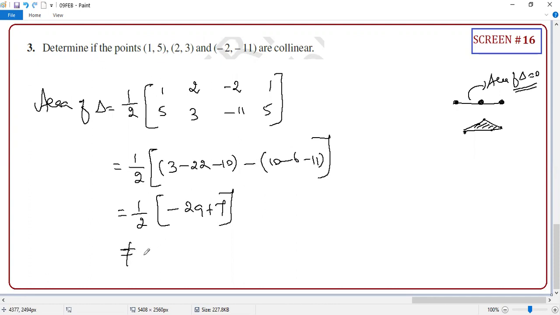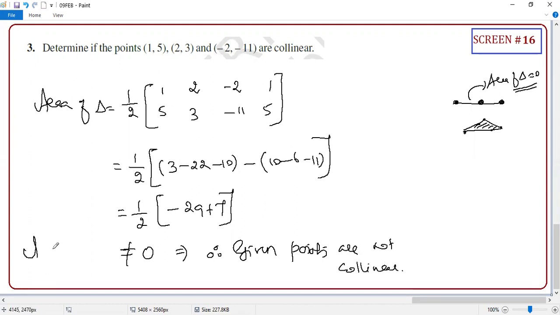You don't have to show more. Simply you say not equal to 0. Therefore, given points are not collinear. Area of triangle not equal to 0, which means given points are not collinear. Easy or not, guys? Even though I made the distance formula easy, I'm still recommending this easy way to prove whether the points are collinear or not. Any doubt, my dear students?